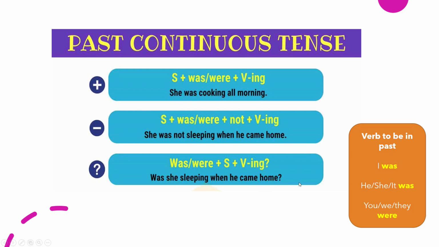Okay. Now let's check the verb to be in past in case that you don't remember the use of this verb. So here we have the different pronouns I, he, she, it, you, we, and they, and here we have the use of the verb to be in past. I was, he, she, it was, and you, we, they were. So we're going to use were only with these three pronouns. And with the rest of the pronouns, we're going to use was. Okay? Good.